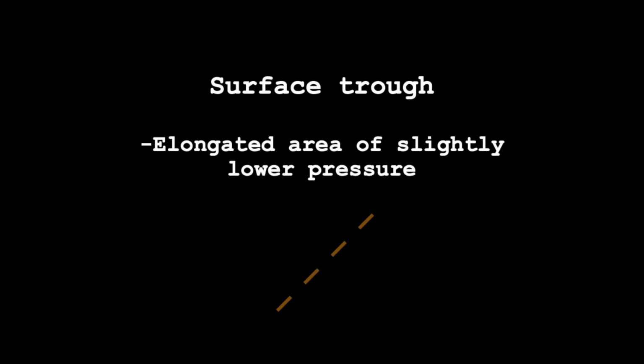A surface trough is basically an elongated area of slightly lower pressures than its surroundings. It perhaps doesn't have the temperature gradient needed to be a full-fledged frontal zone, and it may not even be connected with a mid-latitude cyclone or low pressure system, but surface troughs are notable because they may have the ability to initiate thunderstorms. Surface troughs are denoted by a dashed brown line.